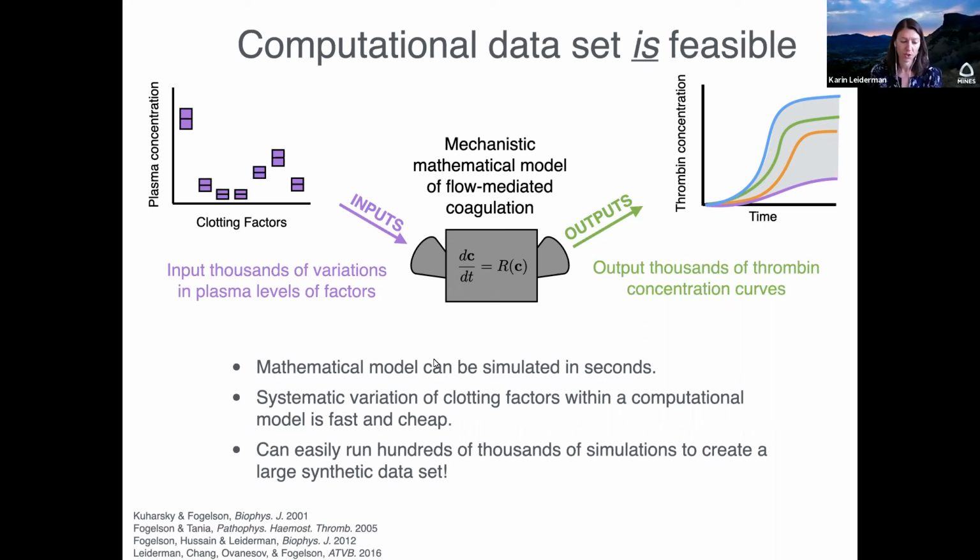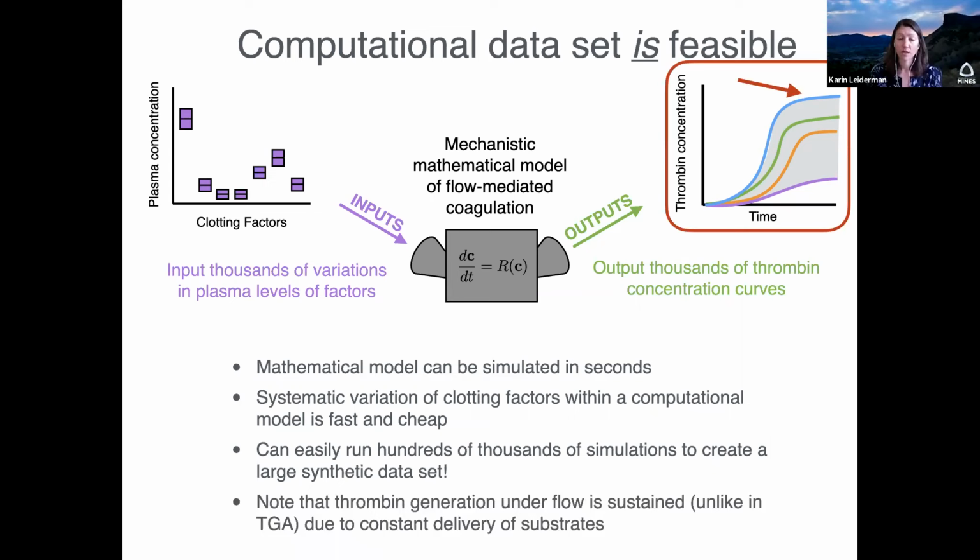So this model can be simulated in seconds of real time on any old computer, and thus it's incredibly efficient and easy to test out hundreds of thousands of potential variations in all these clotting factors. So a systematic variation of the plasma levels of clotting factors is feasible and can serve as an initial screening over potential modifiers of thrombin generation.